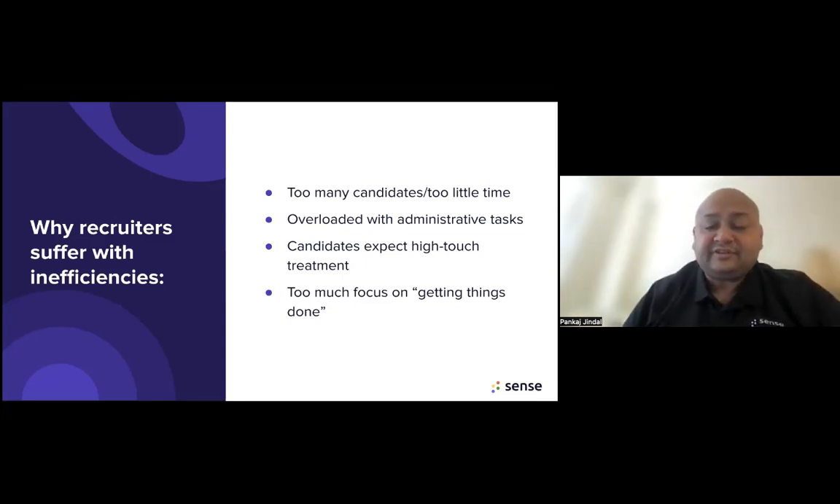And then, of course, there is this focus on getting things done rather than getting the right things done.